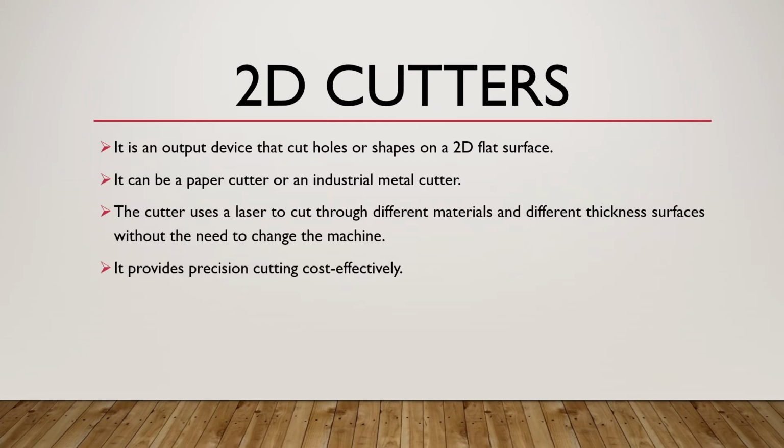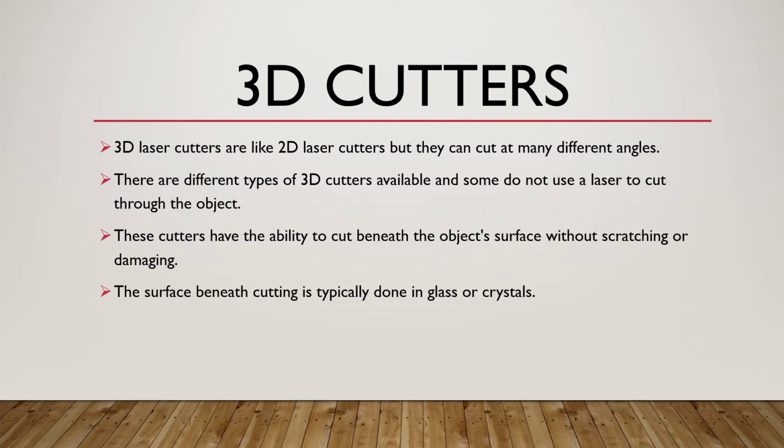2D cutters. It is an output device that cuts holes or shapes on a 2D flat surface. It can be a paper cutter or an industrial metal cutter. The cutter uses a laser to cut through different materials and different thickness surfaces without the need to change the machine. It provides precision cutting cost effectively.